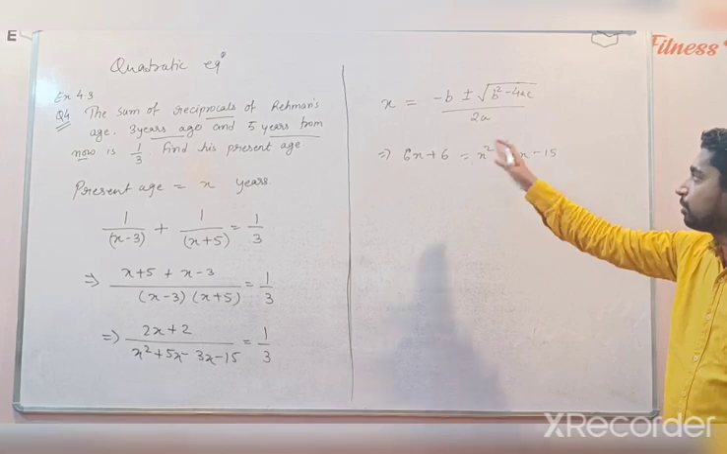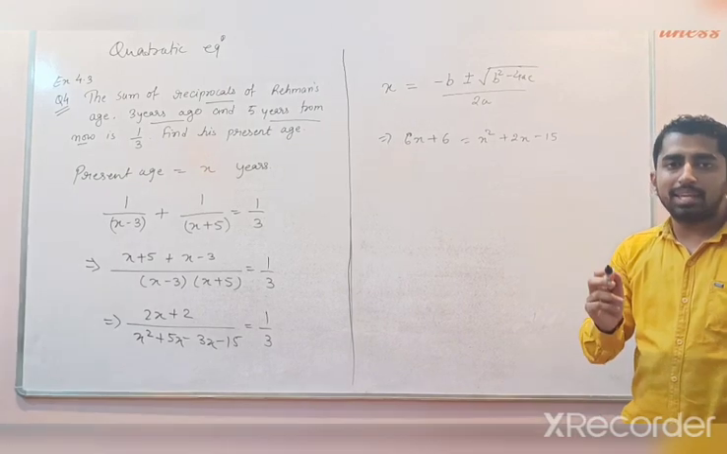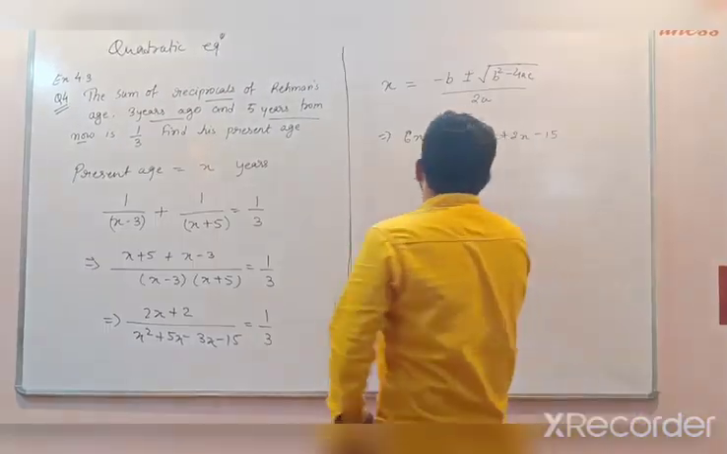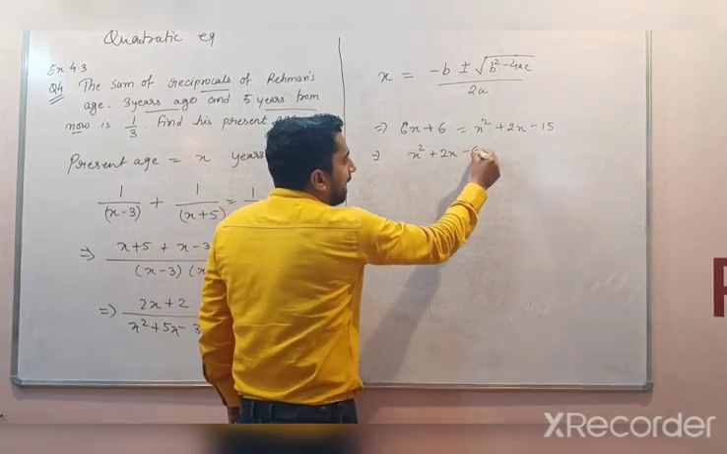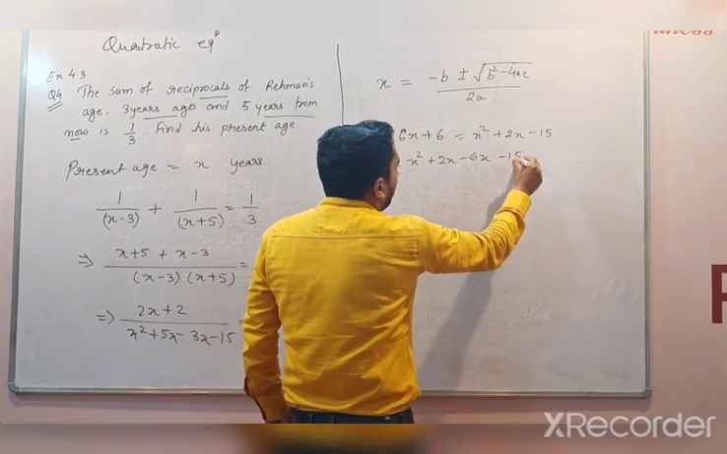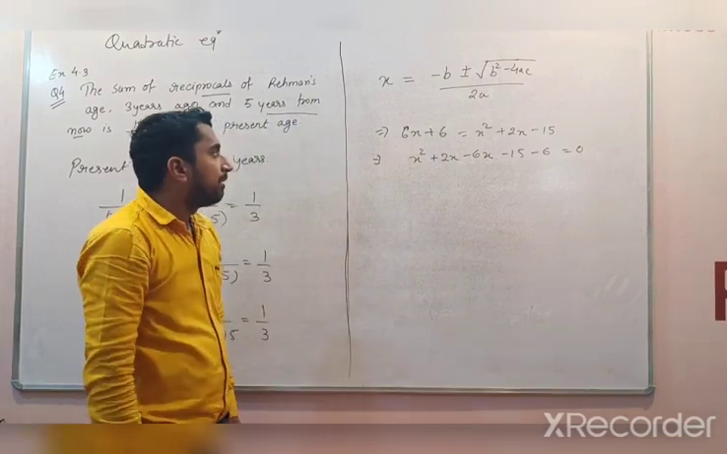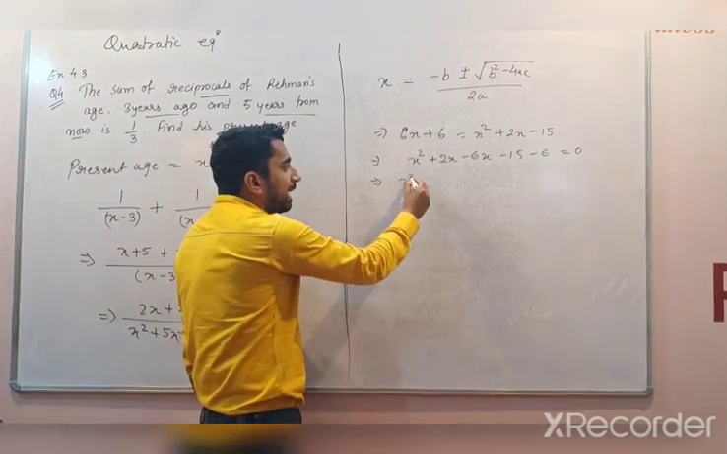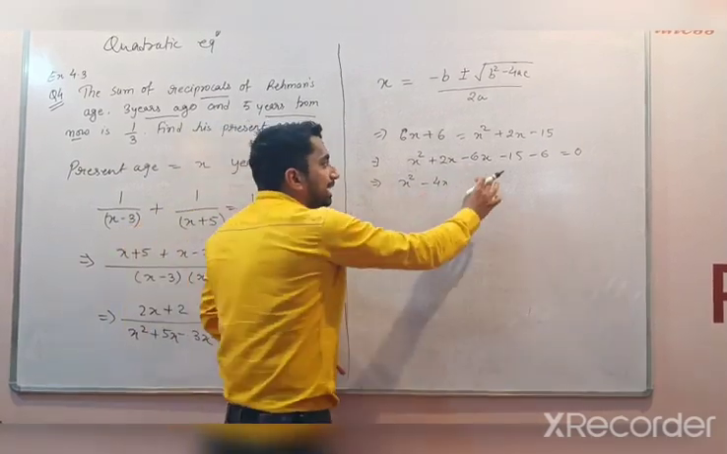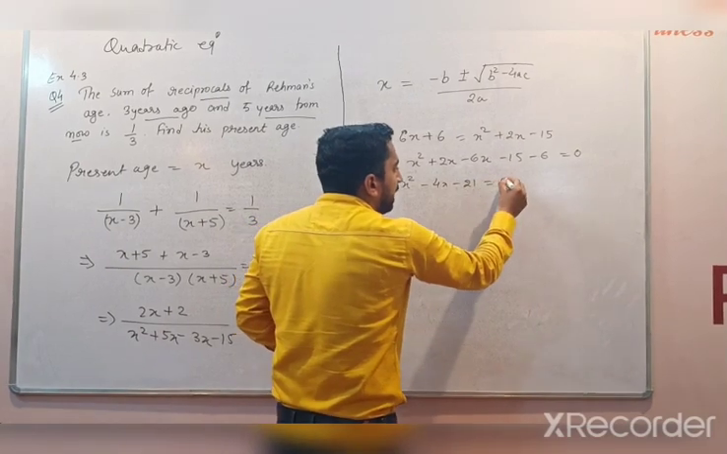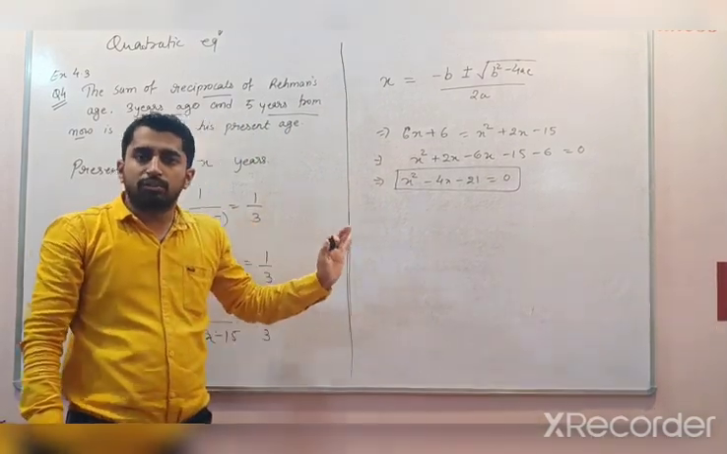Now you have to transpose everything to one side, because the standard form says ax square plus bx plus c equals to 0. So if I will do the changes, I will be getting x square plus 2x minus 6x minus 15, and this plus 6 will also go that side, so minus 6 equals to 0. Right? The next one you are going to get is x square, 2x minus 6x is minus 4x, and minus 15 minus 6 is minus 21 equals to 0. Now this is the equation you have got from the word problem which was given to you.